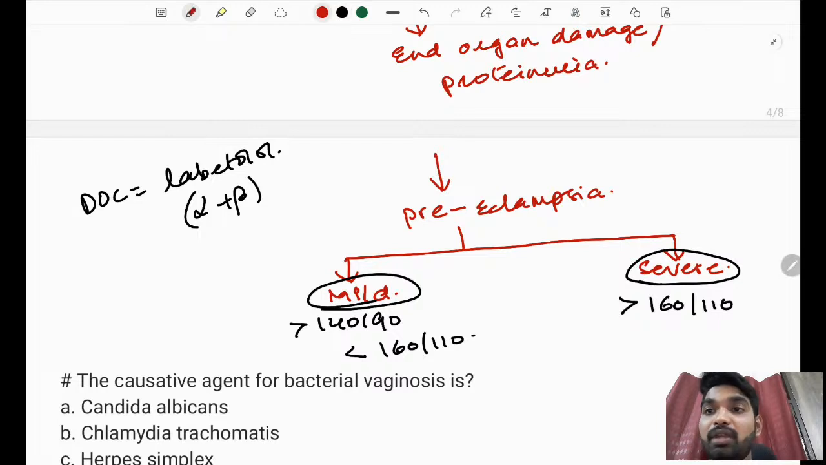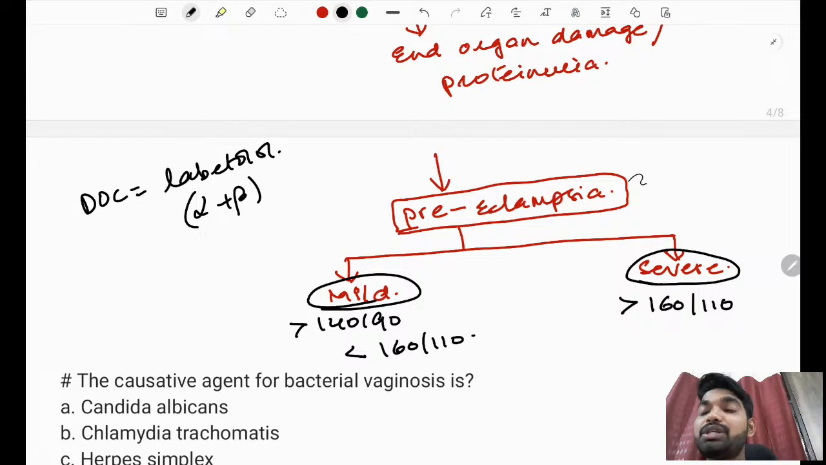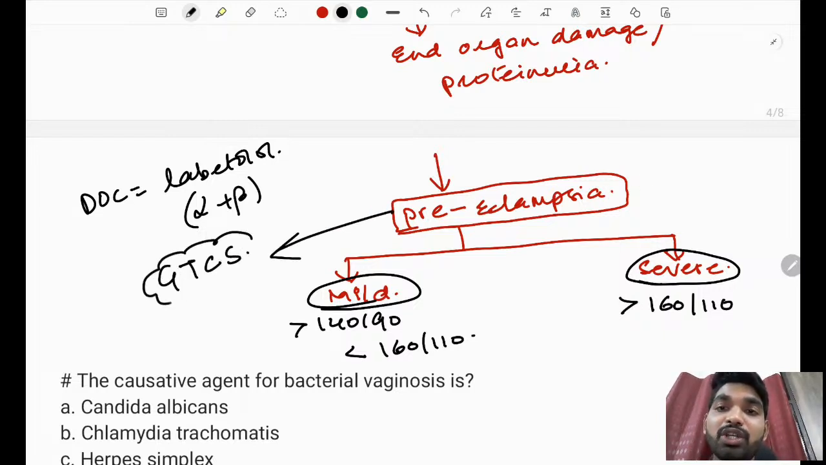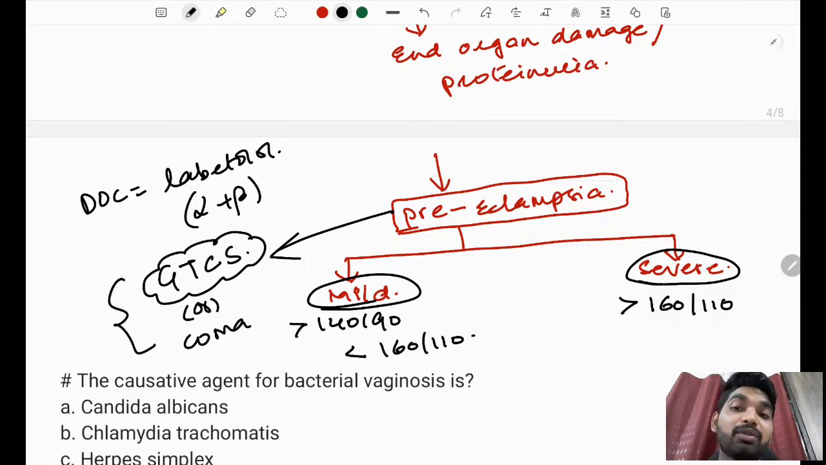Now listen to this carefully. If this preeclampsia patient develops GTCS, generalized tonic-clonic seizures, or if she goes into coma, then you are not going to call it as preeclampsia, you start calling her as eclampsia patient. Can you people tell me what is the drug of choice for eclampsia? What is the drug of choice to prevent eclampsia? I'm asking you the prevention.